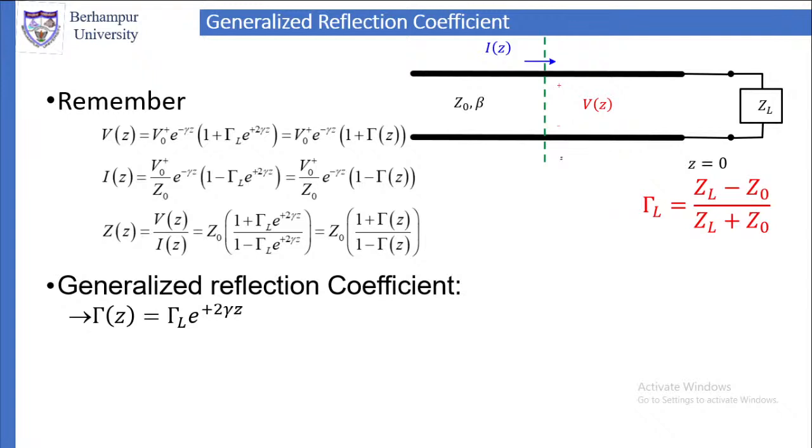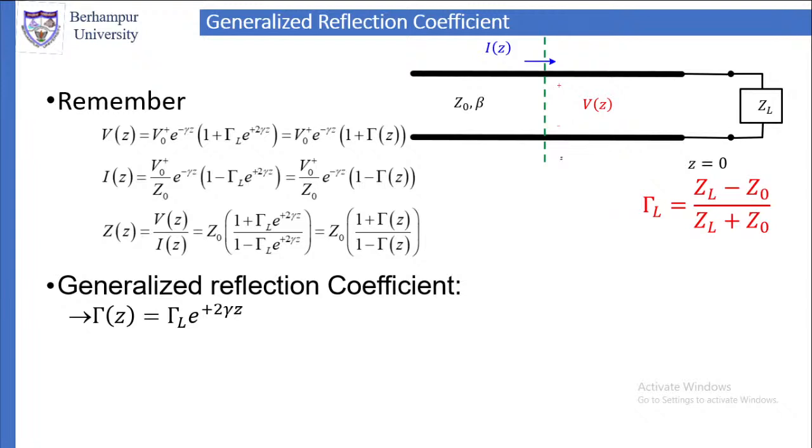The transmission line is terminated on a load ZL, terminated at Z equal to 0. So the termination point is Z equal to 0. That is the load point or the termination point. From that we move in the leftward direction towards the generation point. If that is Z equal to 0, as you move towards the generator, Z will be negative.